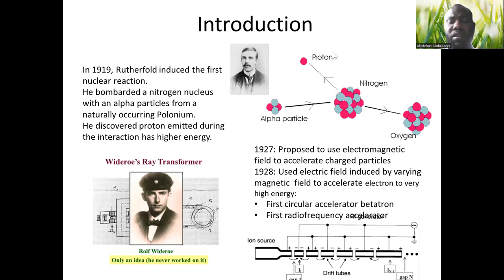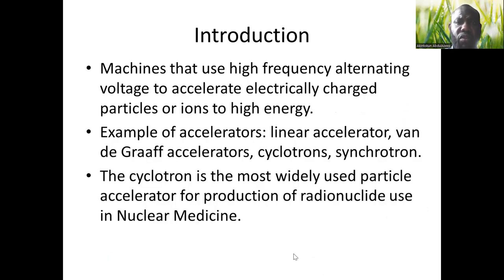From his idea, he was the first to create a circular accelerator, which is the betatron, for accelerating electrons, and the first radio frequency accelerator, which is shown below, consisting of an ion source, a drift tube, and a gap in between the tubes where we have an electric field like this. So, to focus on what we are talking about, machines that use a high-frequency alternating voltage to accelerate electrons, charged particles or ions are called accelerators.